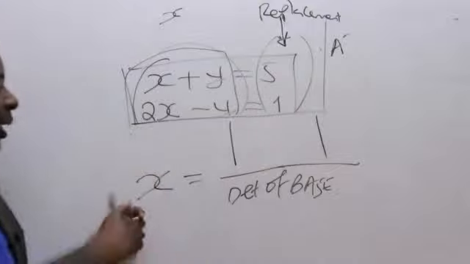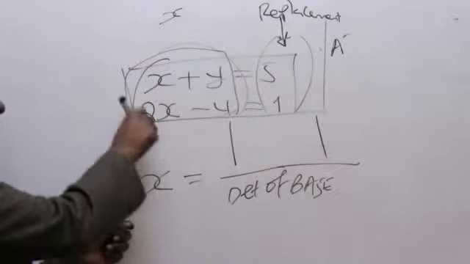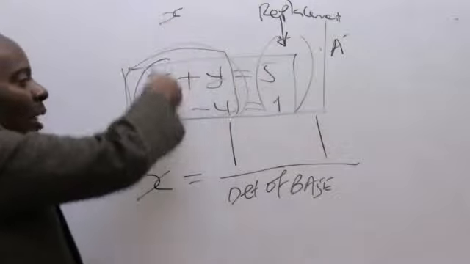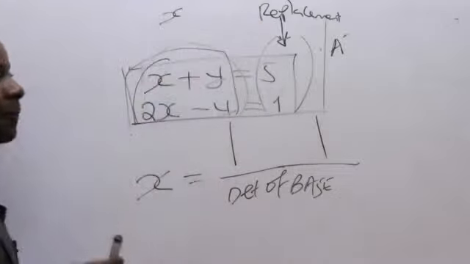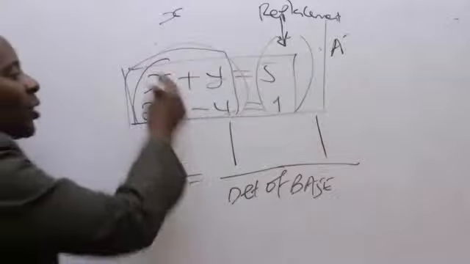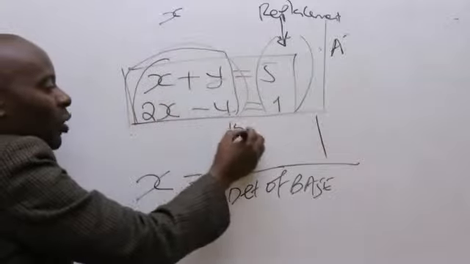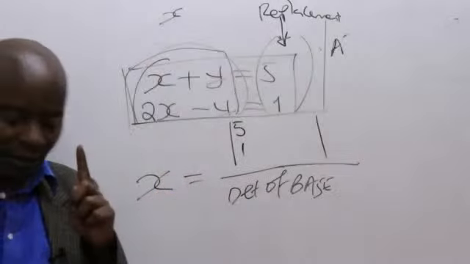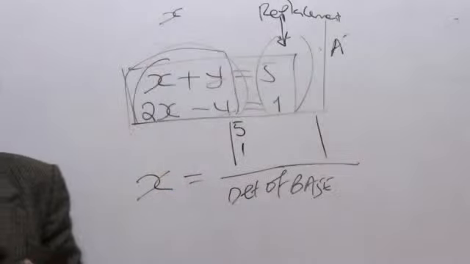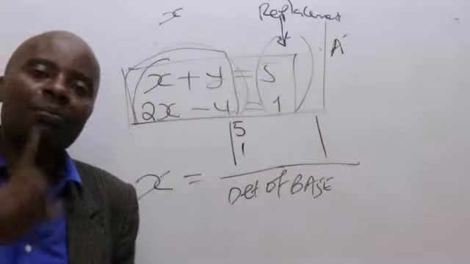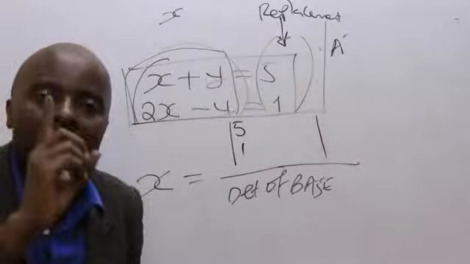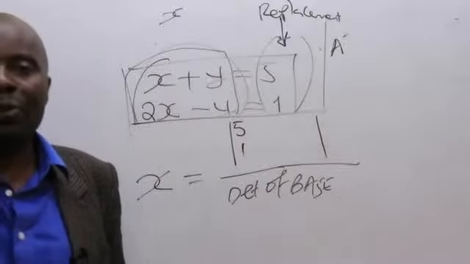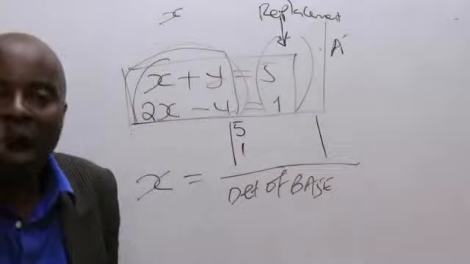Ladies and gentlemen, the first value that I want to get here is the value of x. So the column of x has to go, and then in its place, we shall put the replacement. So the first column will not be the x column. The first column will be the replacement, which is 5 and what here? 1. These columns can only disappear one at a time. You can't have two just disappearing like that. It's one at a time.